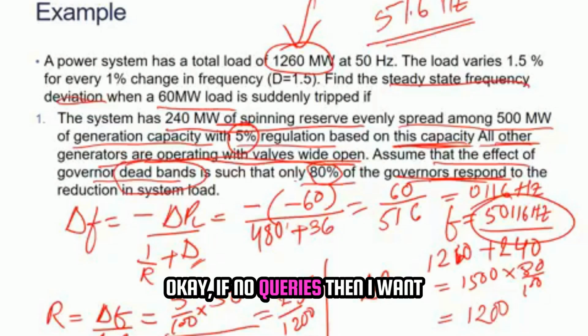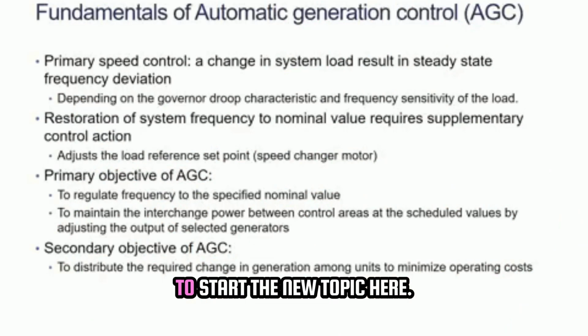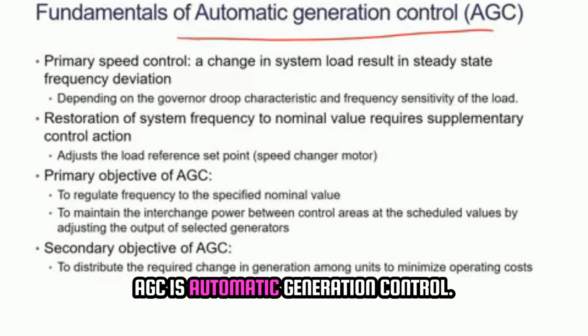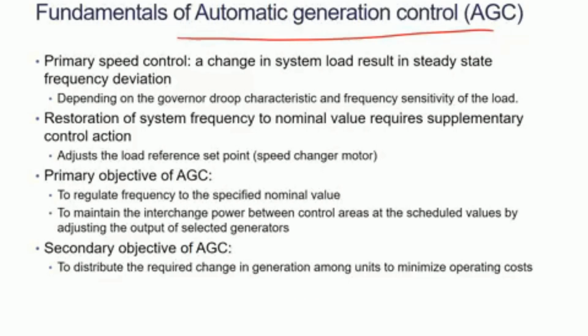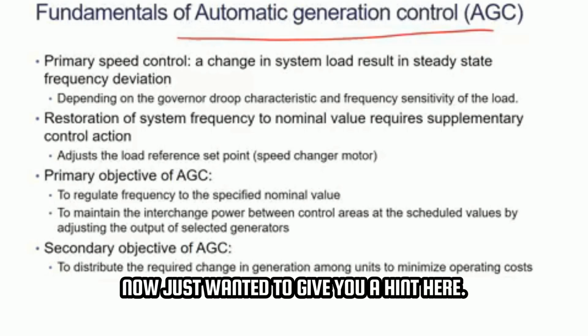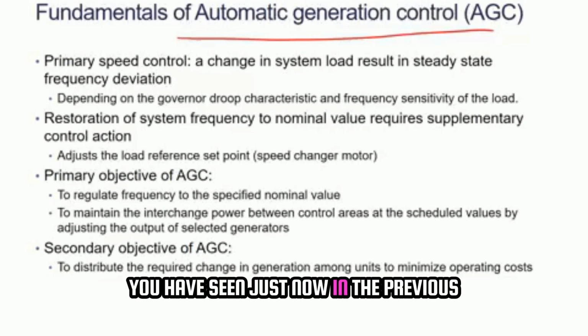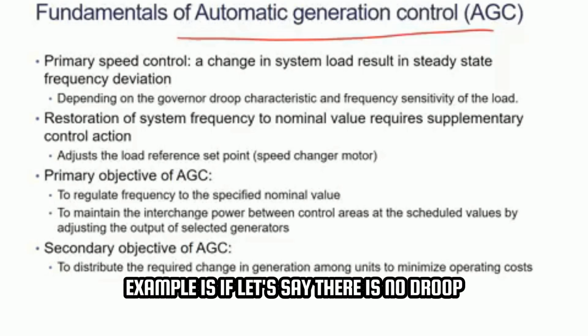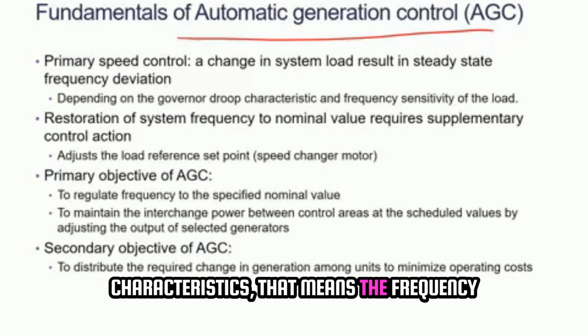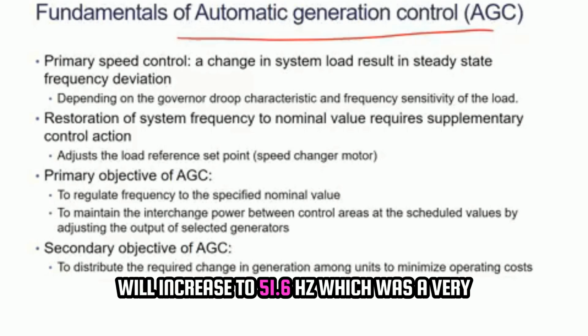Okay, if no queries, then I want to start the new topic here, that is fundamentals of AGC. AGC is automatic generation control. Now, just wanted to give you a hint here. What we are going to see is, you have seen just now in the previous example, if let's say there is no droop characteristics, that means the frequency will increase to 51.6 hertz, which was a very high value.